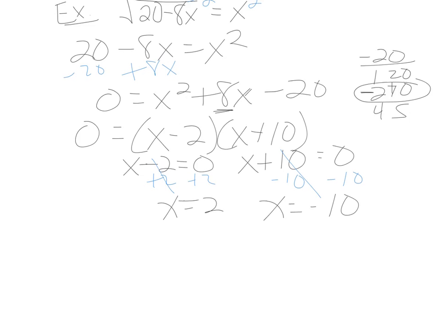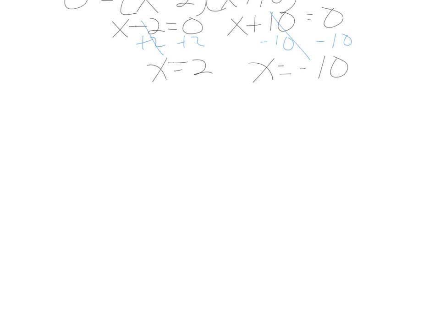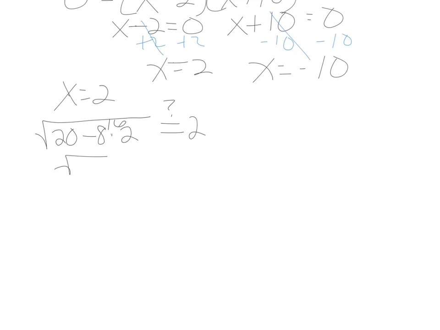So let's start by checking x equals 2. Plugging that back into the original equation for x, I would have 20 minus 8 times 2. And I want to know, does that come out to be 2? So 8 times 2 is 16. 20 minus 16 is 4. Is the square root of 4 2? Yes, so that one works.